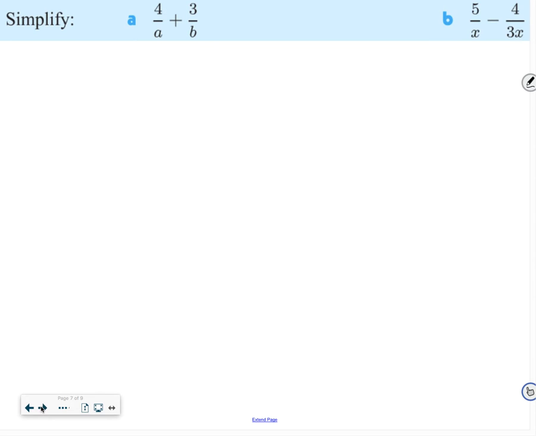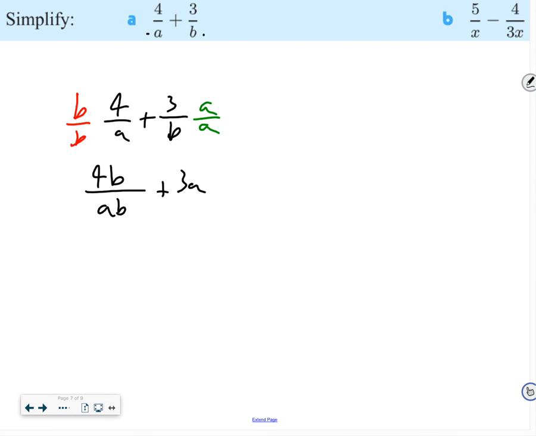Okay, so going on to our next examples. So a and b are denominators, so there's nothing common, so I'm going to have to multiply this by b over b. And 3 over b, I'm going to have to multiply this one by a over a. Okay, so as I do this, I get 4b over a times b plus 3a over a times b, and I just get 4b plus 3a. They're not like terms, so I can't combine them, over ab, and that is my final answer.